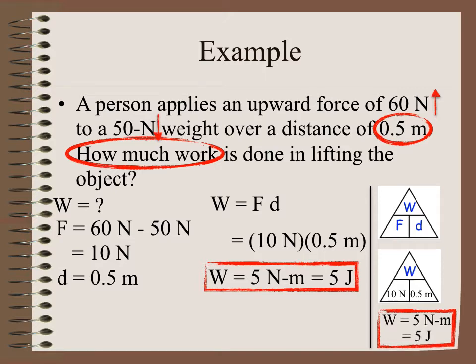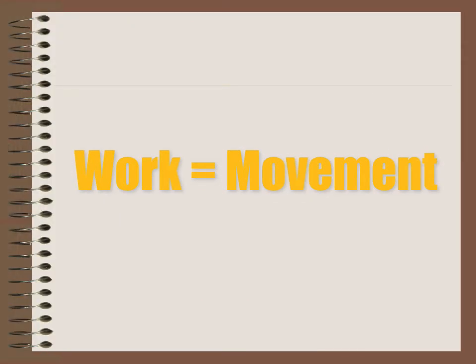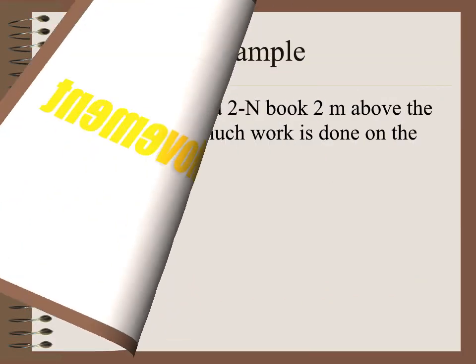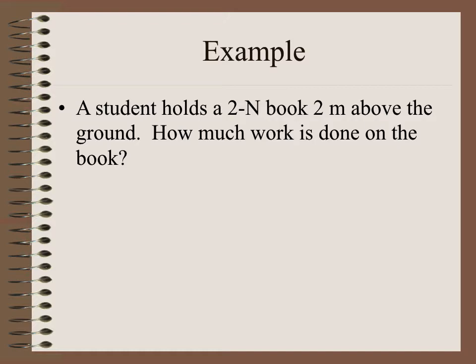Now, just to recap, work equals movement. So if a force is applied but the object is not moving, there is no work. Let's see an example of this. A student holds a 2 Newton book 2 meters above the ground. How much work is done on the book?